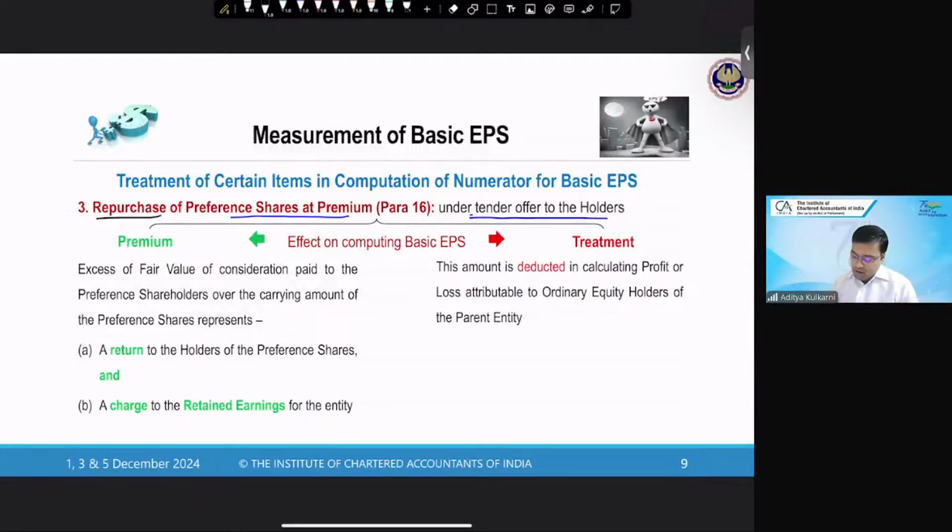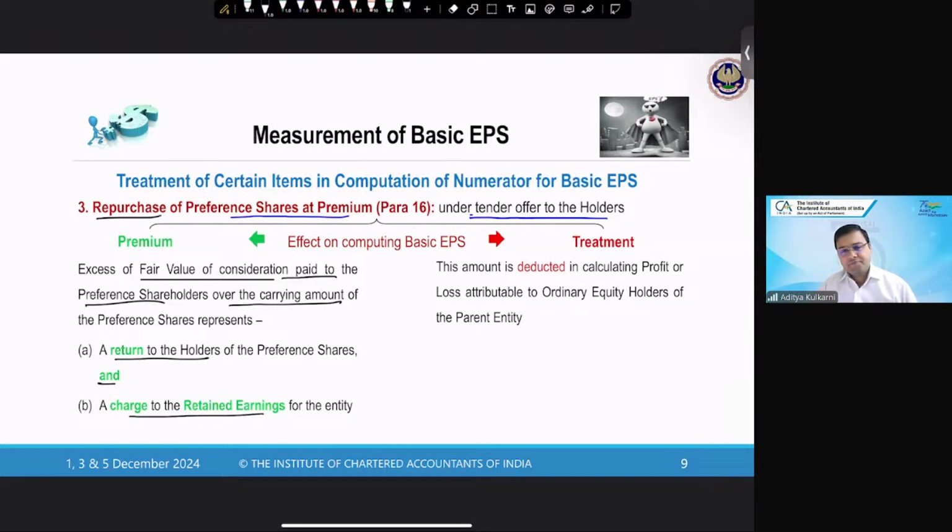Now, the excess of fair value of consideration paid to the preference holders over the carrying amount. What is that excess? You are offering a premium, right? That premium, can I say it is a return to the holders of the preference shares? Can I say that? Yes, sir. And where am I going to charge it? It is paid to my providers of capital. So that will go and typically sit under retained earnings.